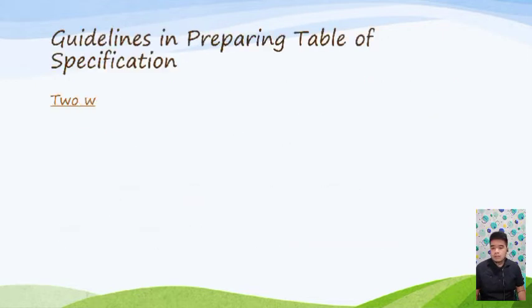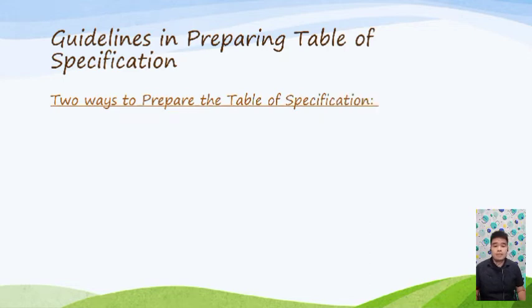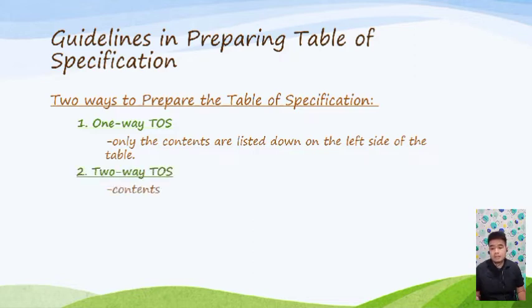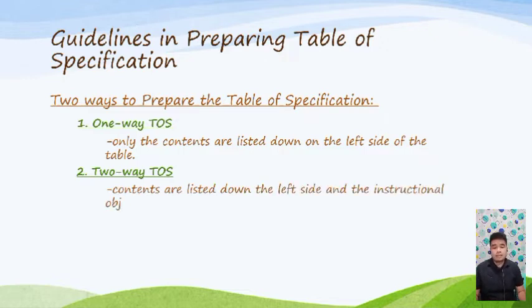So TOS also has two ways to prepare. We have two ways to prepare the table of specification. The first one is the so-called one-way TOS. In one-way TOS, only the contents are listed down on the left side of the table. And in two-way TOS, contents are listed down the left side and the instructional objectives are listed across the top of the table.